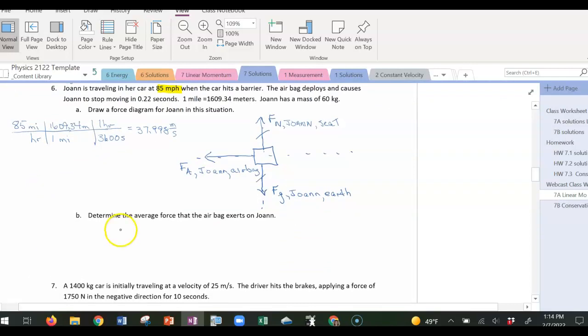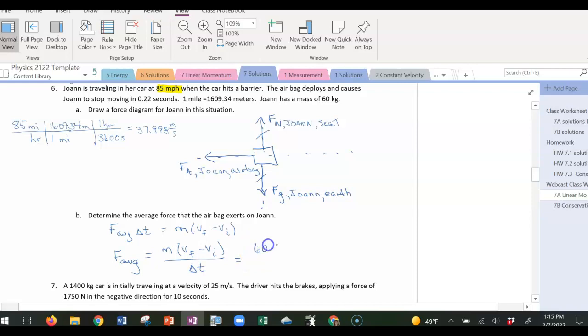And then it says, determine the average force that the airbag exerts on Joanne. Well, the impulse momentum theorem tells me that the impulse, which is the average force times the elapsed time, equals the change in momentum, which is her mass times the final minus initial velocity. So the average force, that's what we're looking for, is going to be the mass times the change in velocity divided by that elapsed time.